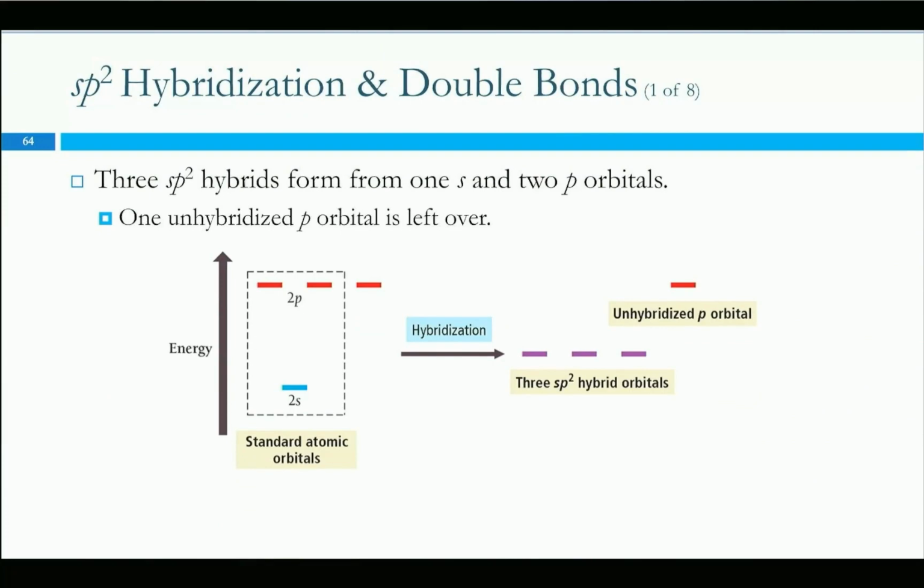Now, sp2 hybridization is usually when we have a double bond. In the case of a double bond, we only take 3 orbitals and mix them together to get the sp2, so 1 s and 2 p orbitals. And then that last unhybridized p orbital gets used for forming a double bond, or as we'll see in a second, a pi bond. That's what it's called.